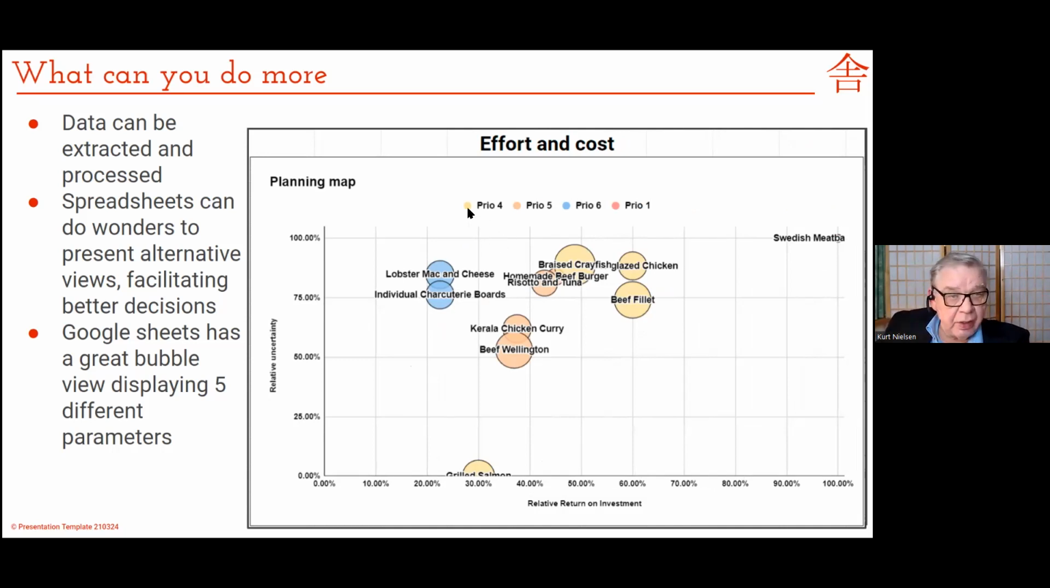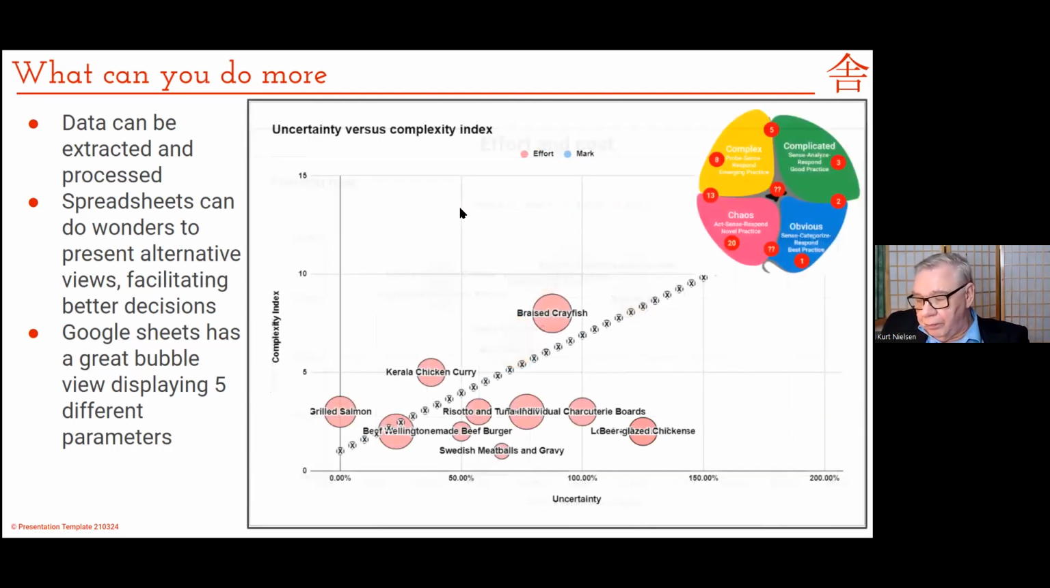Another interesting thing you can do if you ask people to estimate complexity is this: here's complexity. We've assigned numbers to the domains, and then we have uncertainty on this effort here. So we've asked the team, and there is some uncertainty in the estimates here, represented on the x-axis. And on the y-axis, we have the complexity index.